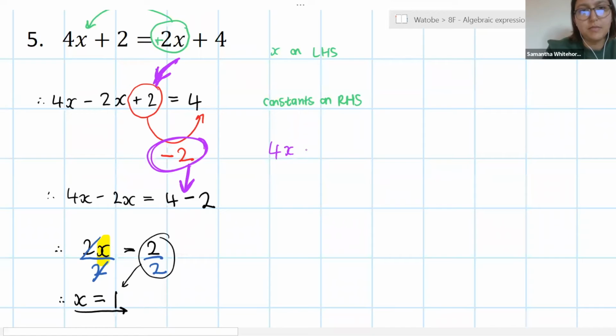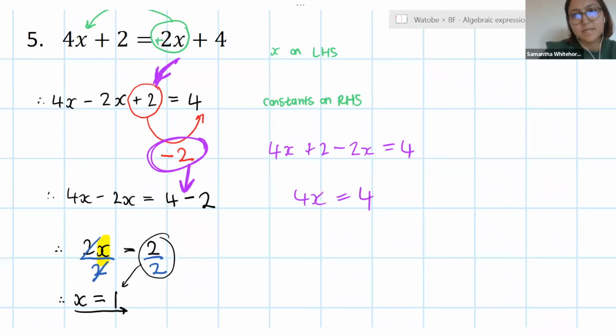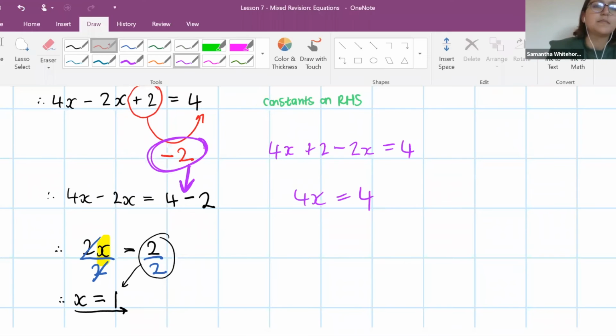Okay, so from this step, yes, ma'am. How did you get to that? Ma'am, because when we say 2 minus 2, it gives us 0. So we cannot add the 0 there. So we're just gonna keep the.